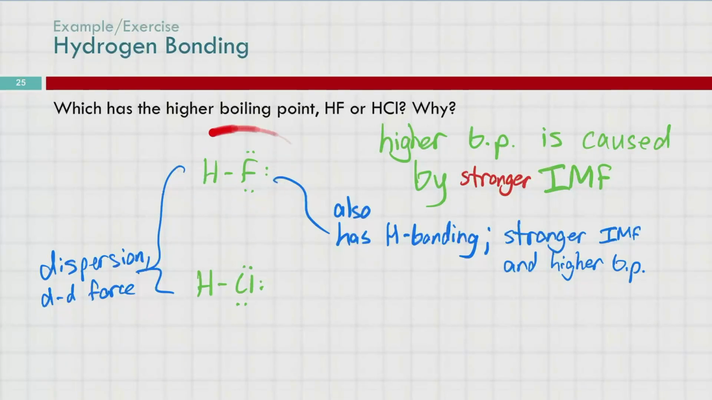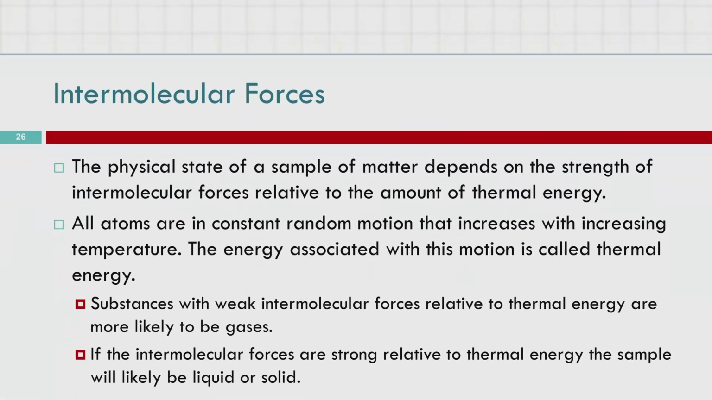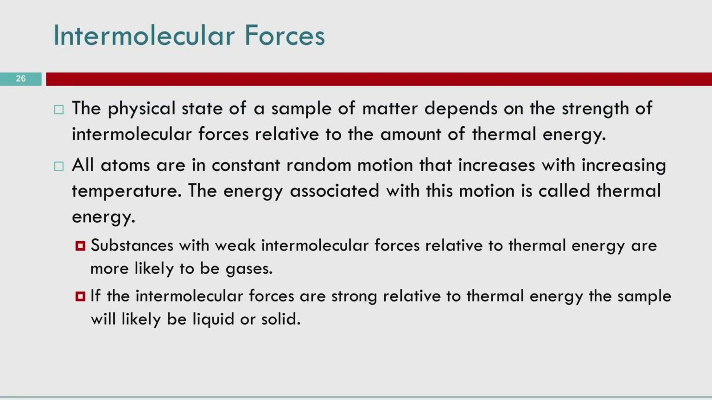And so HF is going to be the winner here for higher boiling point, despite being smaller. Part of the reason that we learn about intermolecular forces is that we can make some predictions about the state of matter. So the physical state of any bit of matter depends on the strength of intermolecular forces relative to the amount of thermal energy. So basically intermolecular forces versus temperature.